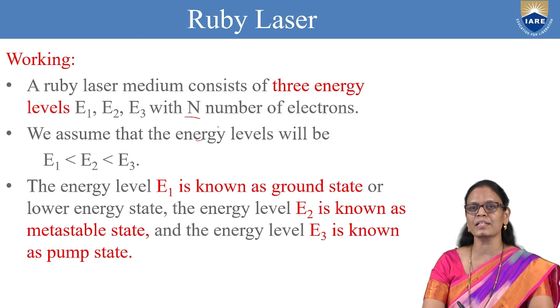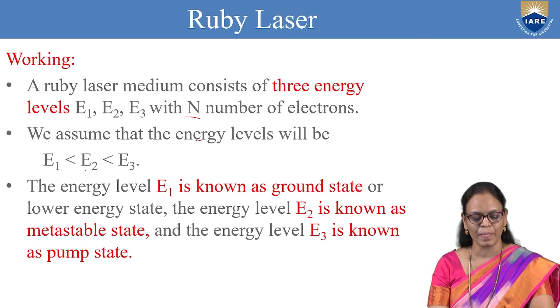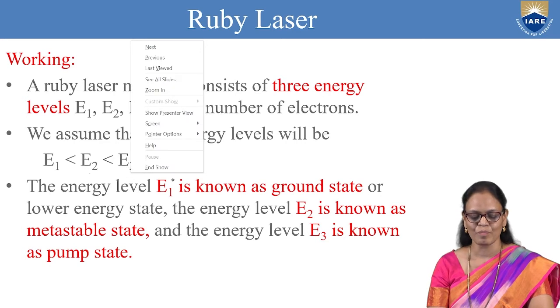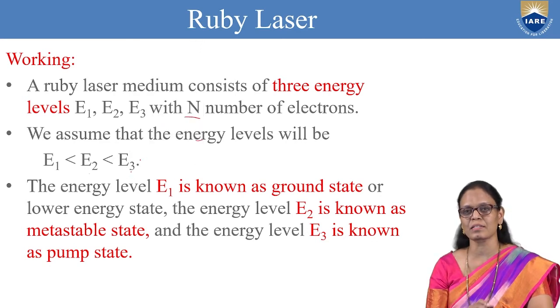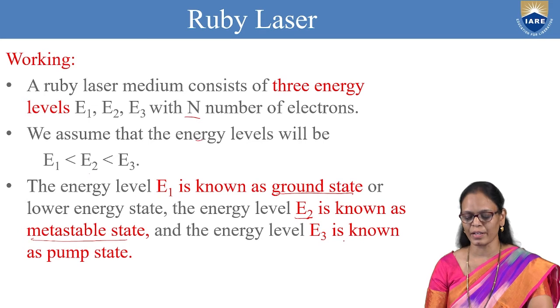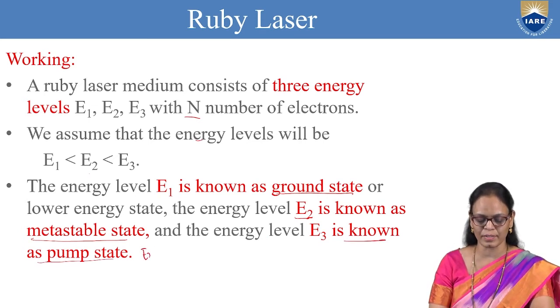And how are the energy levels? E1 is less than E2 less than E3. This means E1 is the ground state, E2 will be metastable and E3 will be the excited state. So this is how the energy levels are. Energy level E1 is known as the ground state, E2 is known as the metastable state, and E3 is known as the pump state or excited state.